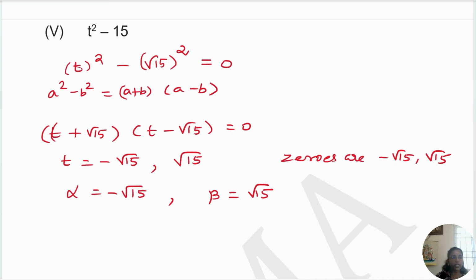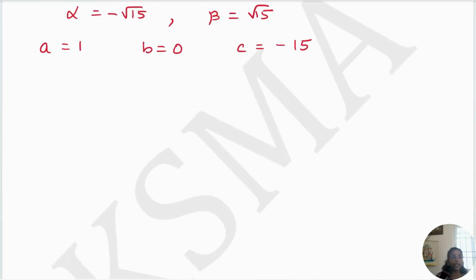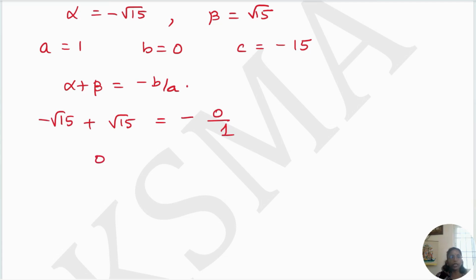And for the verification process, A value is 1. Since there is no t coefficient value, so B value is 0 and constant is minus 15. So C is minus 15. And here sum of zeros, alpha plus beta is equal to minus B by A. Alpha is minus root 15 plus beta is plus root 15. Here minus 0 divided by 1. Left side minus plus will get cancelled. So 0 is equal to 0.